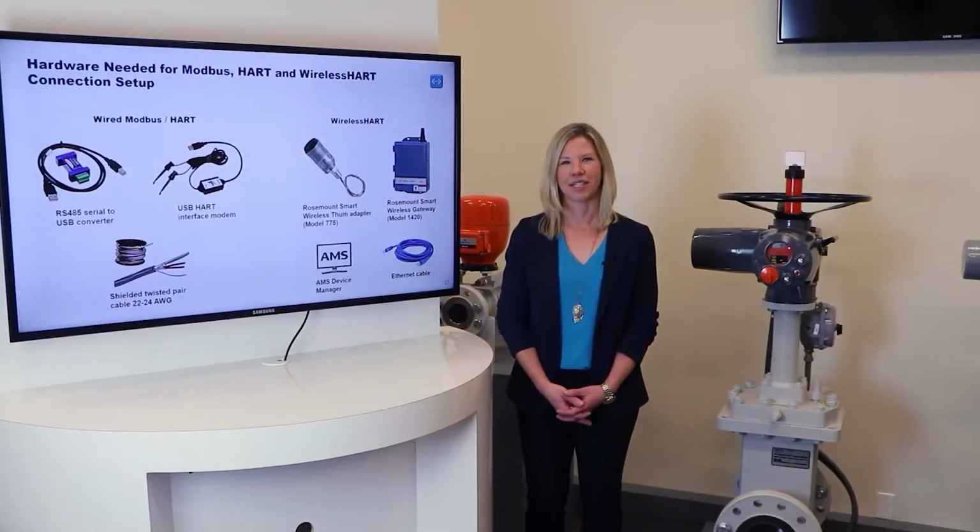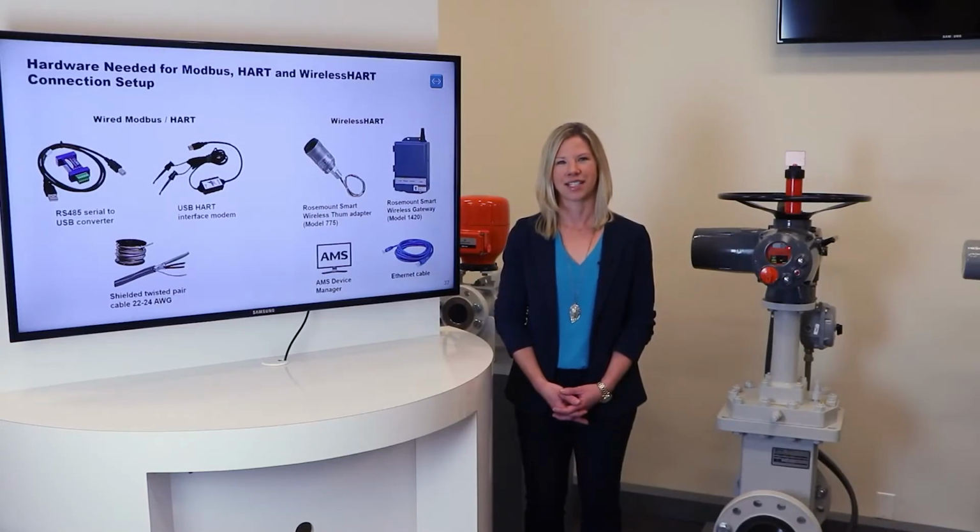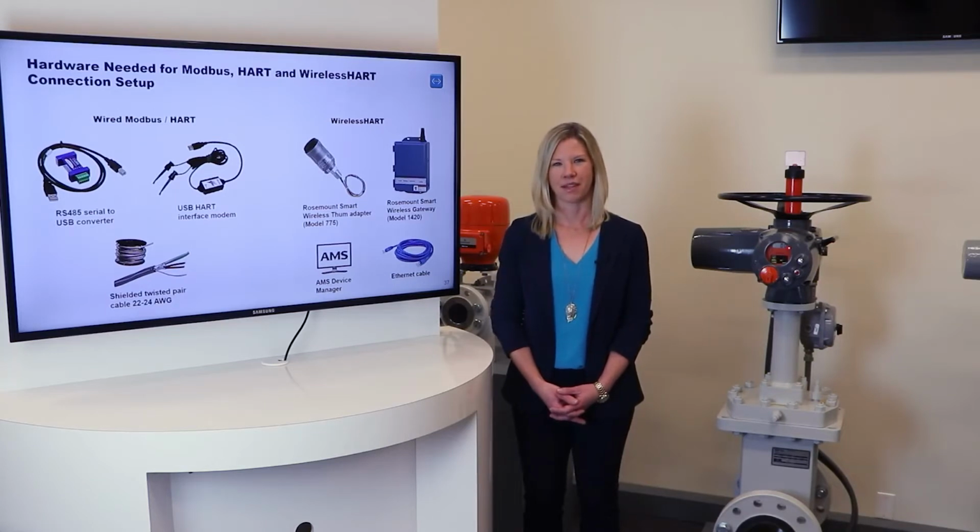Now that you've downloaded the DCMlink software, let's discuss how to connect your devices to DCMlink. There are three available methods. The first method is via wired Modbus or HART. This is accomplished by using an RS-485 serial to USB converter for Modbus, a USB HART interface modem for HART communication, or a standard twisted pair cable.